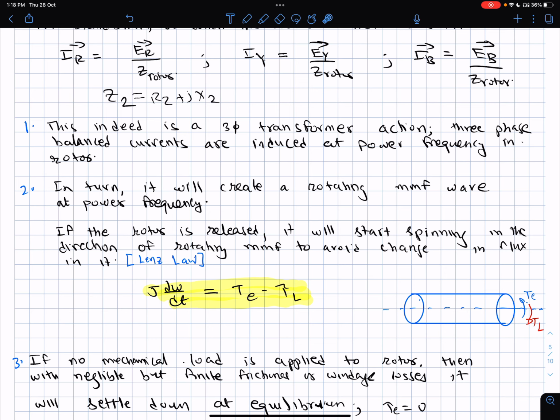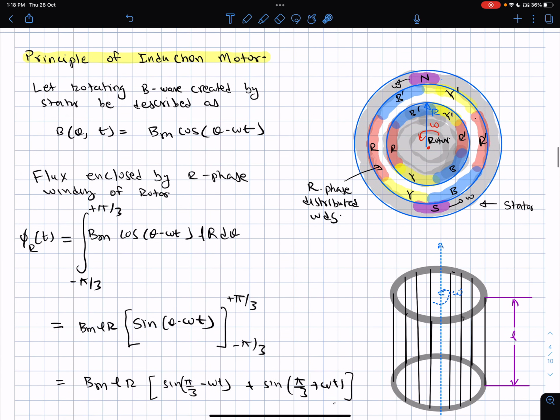These currents, okay, these three phase currents which are now induced in the secondary winding, what will they do? They will also create a rotating MMF wave in the rotor winding. Is it not? Because why?